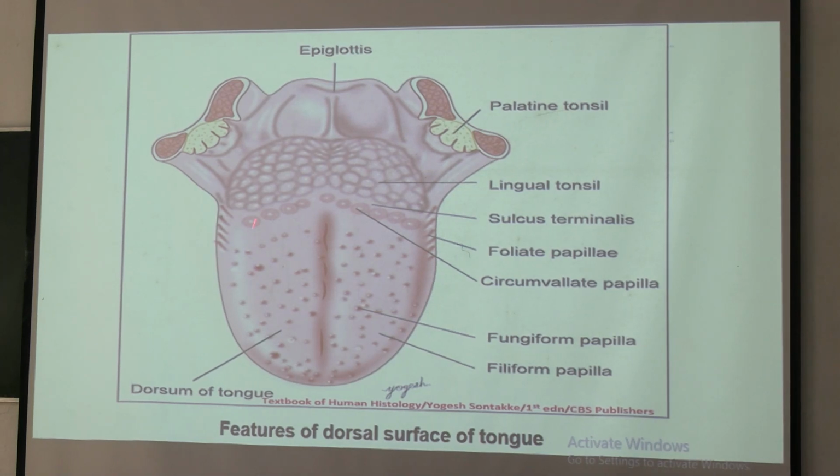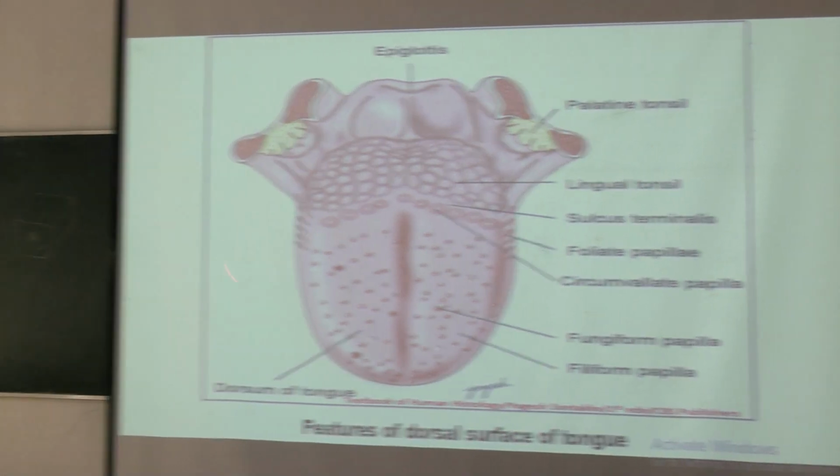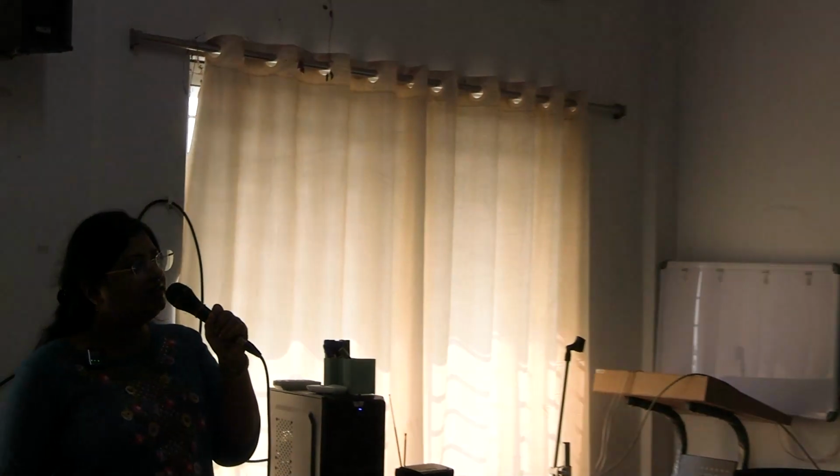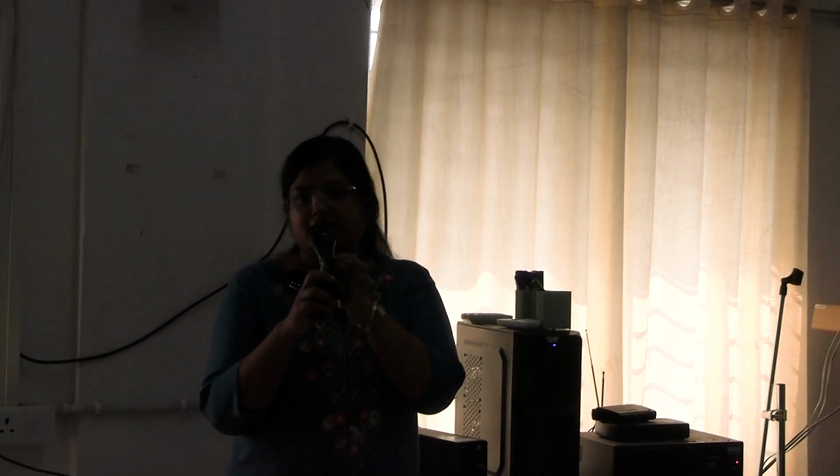Okay, and on the anterior 2/3, these projections are forming different papillae. Here is the location of the foliate papillae on the two sides of the tongue, near the circumvallate on the posterior part, and on the dorsal surface there are fungiform and filiform papillae. Okay, filiform papilla is the only papilla which is covered by keratin. The tip of the filiform papilla is covered by keratin. The rest of the portion is non-keratinized stratified squamous epithelium.